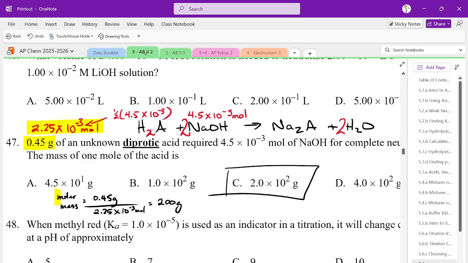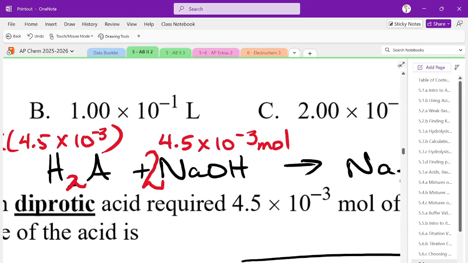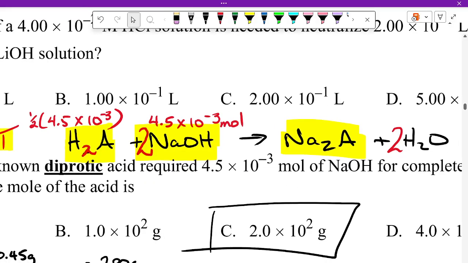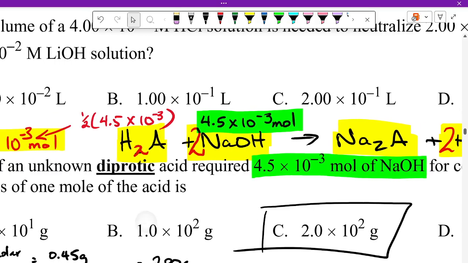So number 47, we have a diprotic acid, so that's like H2A. It reacts with 2NaOH to give Na2A and 2H2O. It requires 4.5 times 10 to the minus 3 moles of NaOH to react. So the moles of NaOH are 4.5 times 10 to the minus 3, which means the moles of H2A, because it has a coefficient of 1, will be half of that.